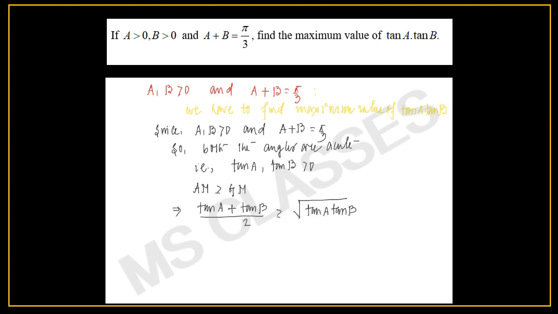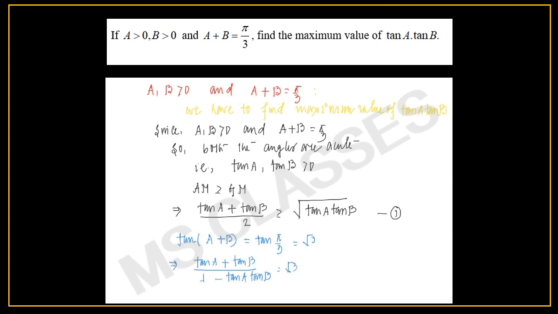So this we can keep as equation 1. Now one another piece of information is given here, that a plus b is pi by 3. So since a plus b is pi by 3, you can say that tan of (a plus b) equals tan pi by 3. Now tan pi by 3 is root 3. Now here tan a plus tan b by 1 minus tan a tan b equals root 3.